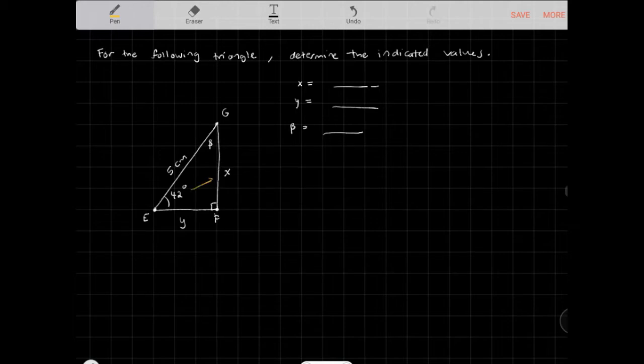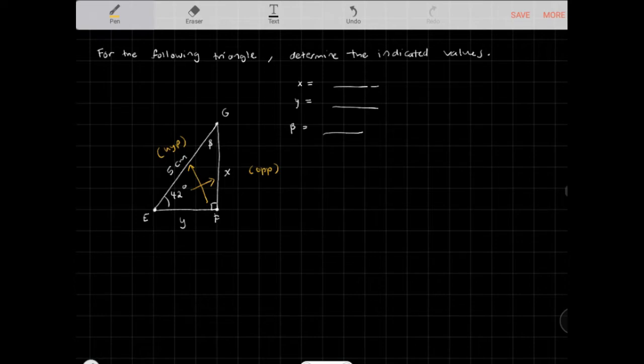If you wanted to solve for x, using the reference angle 42 degrees, this is going to be our opposite side. This is going to be our hypotenuse, and this will always be our hypotenuse. This won't change, right? Because there's a right angle present, right? So the side length that's always across the right angle is always the hypotenuse.